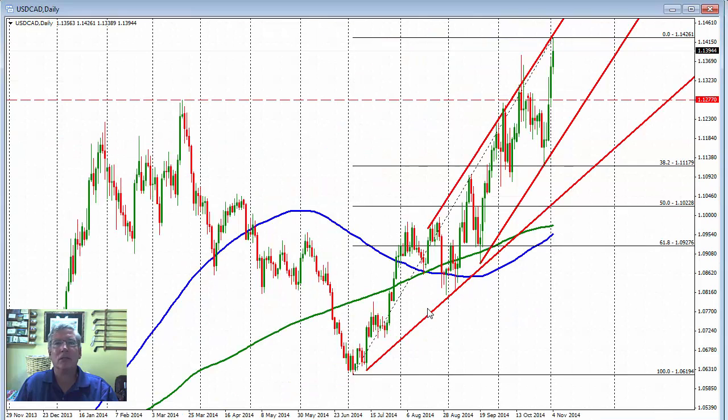Let's take a look at the dollar versus Canada. This is another currency pair that's been moving to the upside here over the last 5 trading days. Move from a low of around the 111.18 level all the way up to the 114.26 level. About 310 pips or so to the upside in that move.